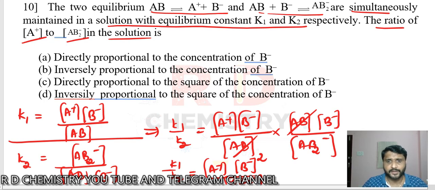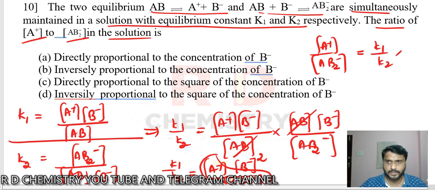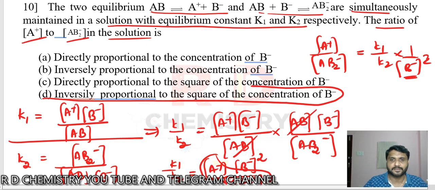Now we are finding the ratio. A+ divided by AB2- concentration will be equal to K1 divided by K2 into 1 divided by B- concentration squared. So it is inversely proportional to the square of the B- concentration. Therefore the answer is option D. Clear, right?